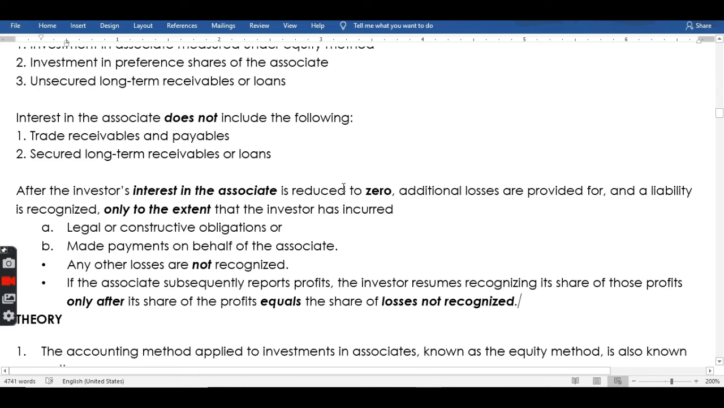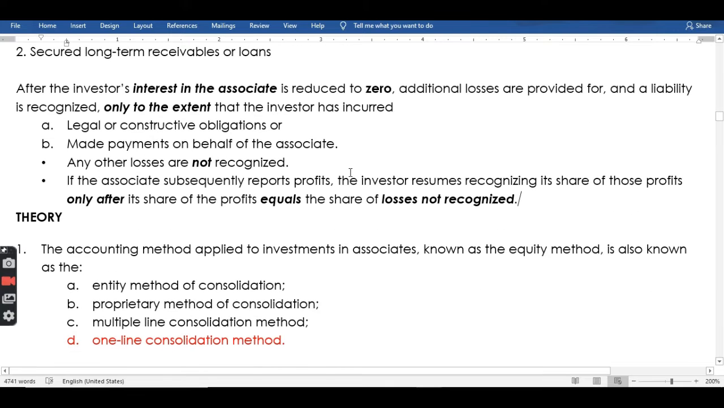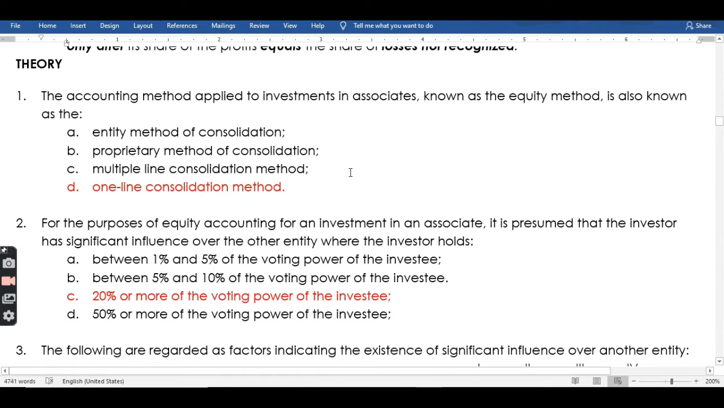We are now going to proceed to the theory questions. So let us answer the theory questions of our topic. Okay, so we now go to number 1. Okay, so theory question number 1. The accounting method applied in investment in associates known as the equity method is also known as the letter D. One-line consolidation method. Ano ibig sabihin nun?